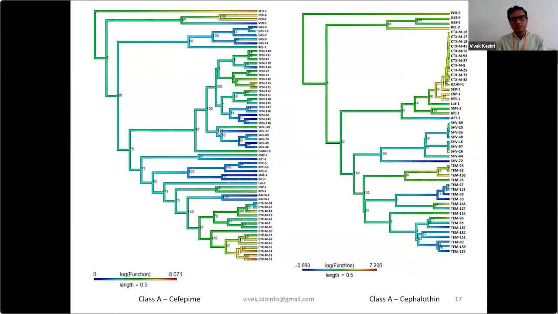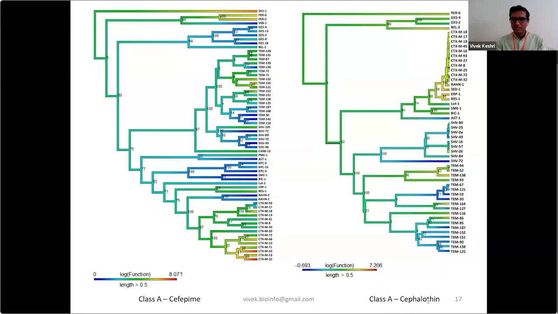And if you check the distantly related clades in this phylogenetic tree, for example GES and TEM, these clades are distantly located from CTX-M. So it means that if they are distantly located, their sequences are dissimilar, but their function is the same. It is also moderately resistant. But this function is different from the ancestral function. That's why we concluded that the function of beta-lactamase evolved in a convergent manner.